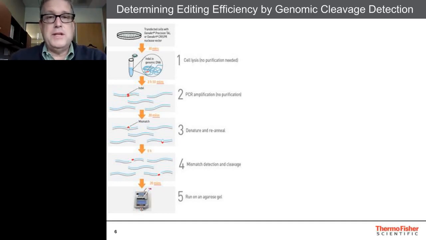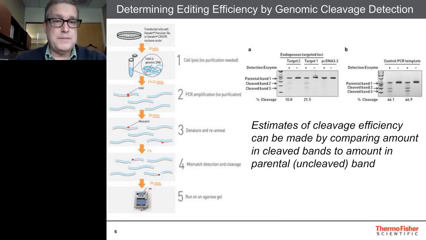So the first method for determining the efficiency is very simple. It's called genomic cleavage detection by agarose gel electrophoresis. The way that it works is that you first start off by transfecting your cells. You then prepare a lysate of these cells by just lysing them in a PCR-friendly buffer. You then amplify using primers, and denature by heating up the mixture and letting it re-anneal. When that occurs, you get mismatches of unedited versus edited, or edited versus different edits, amplicons.